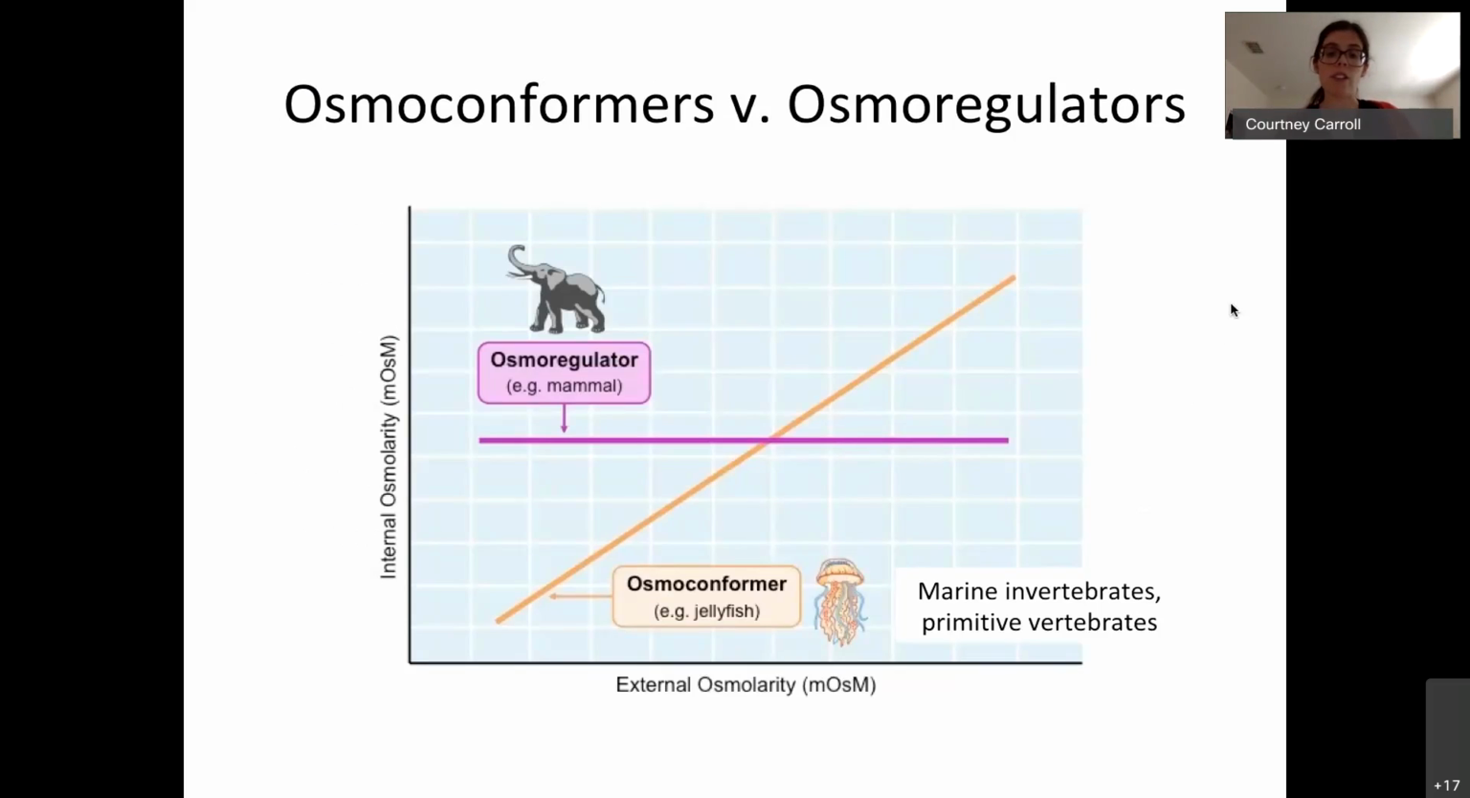Their external osmolarity and their internal osmolarity are going to match. So you can see that in the yellow line. I guess it's yellow, maybe yellow-orange. As they are exposed to higher and higher osmolarity environment, their internal osmolarity also rises. Whereas osmoregulators, things like mammals, for example, shown in purple, they maintain that steady osmolarity on the inside despite a changing environment. Okay, conformers versus regulators.